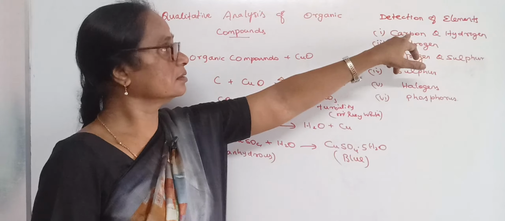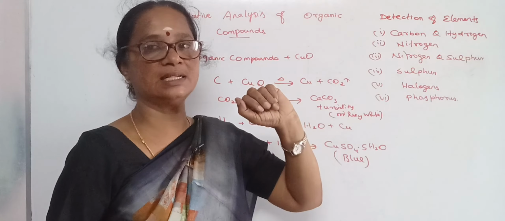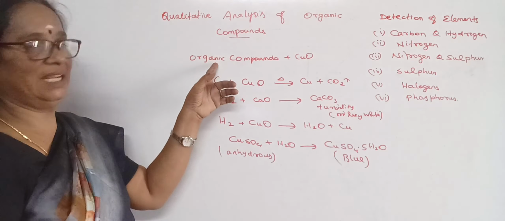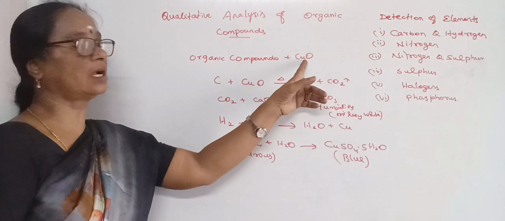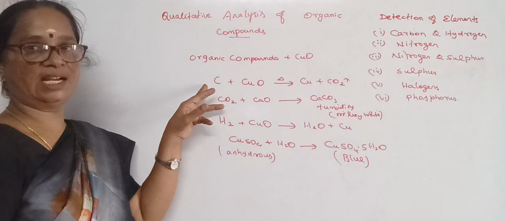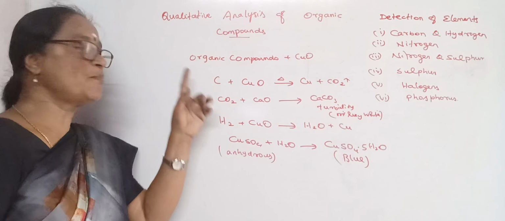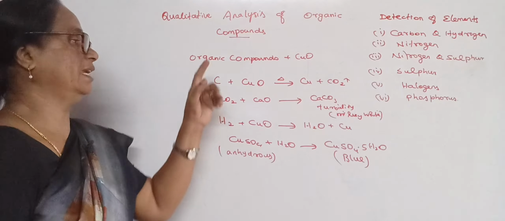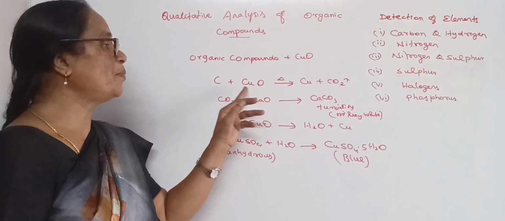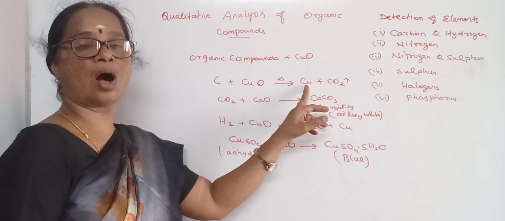Let us see the detection of carbon and hydrogen for a given organic compound. That can be done by heating the organic compound with copper 2 oxide. When copper 2 oxide is heated with the organic compound, the carbon in the compound gets oxidized to carbon dioxide and the copper 2 oxide is reduced to copper.